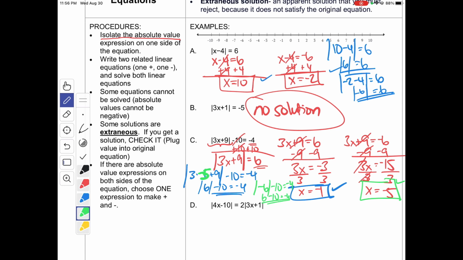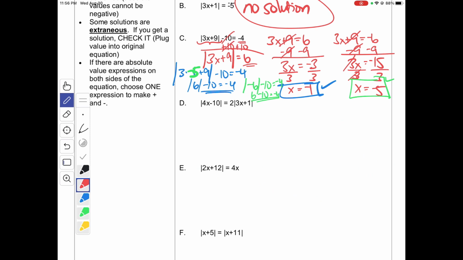Let's do another example. |4x - 10| = 2|3x + 1|. In this example, I have 2 absolute value expressions. And the strategy here is still the same so long as you've isolated one absolute value expression on one side of the equation. Then you can flip the meaning, positive or negative, of the absolute value expression on the other side of the equation. Let me show you what I mean.